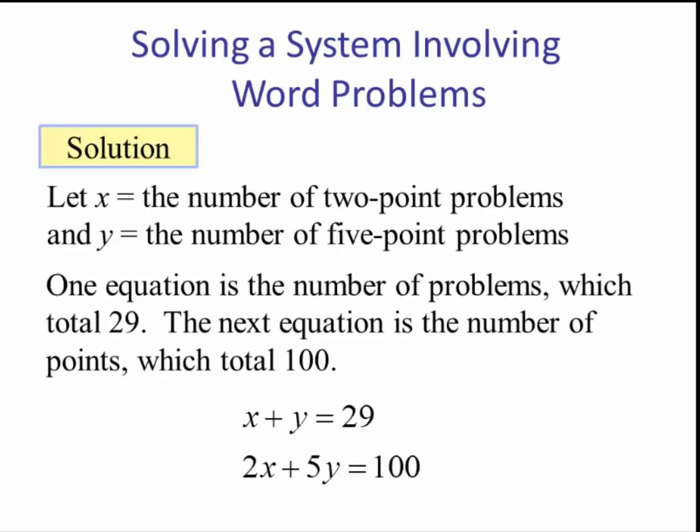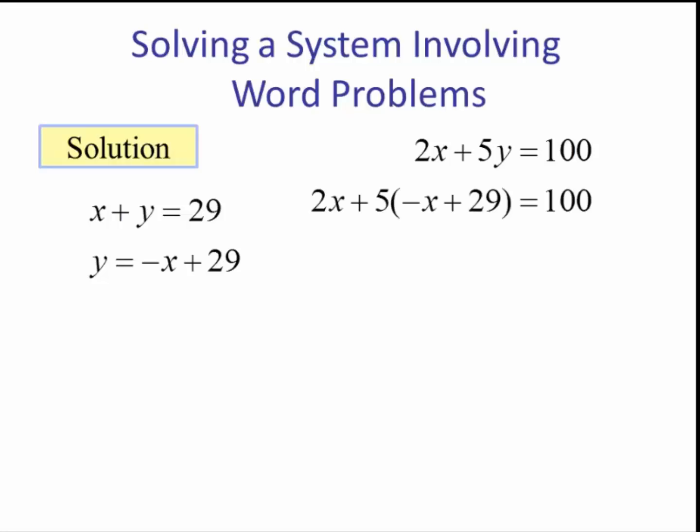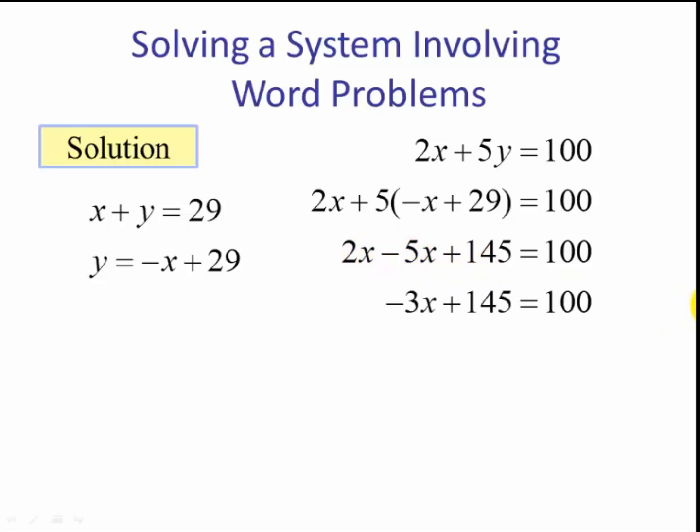Now I'm going to solve this system by substitution. I'm going to take the first equation and solve for y. So I subtracted x from both sides. My next step is to take that expression, negative x plus 29, and substitute it into the second equation. So we have 2x plus 5 times the quantity negative x plus 29. Using the distributive property, we have 2x minus 5x plus 145 equals 100. Combining like terms, we get negative 3x plus 145 equals 100.